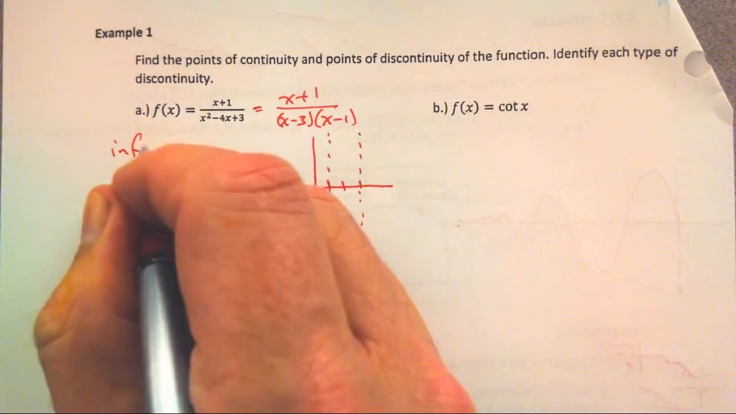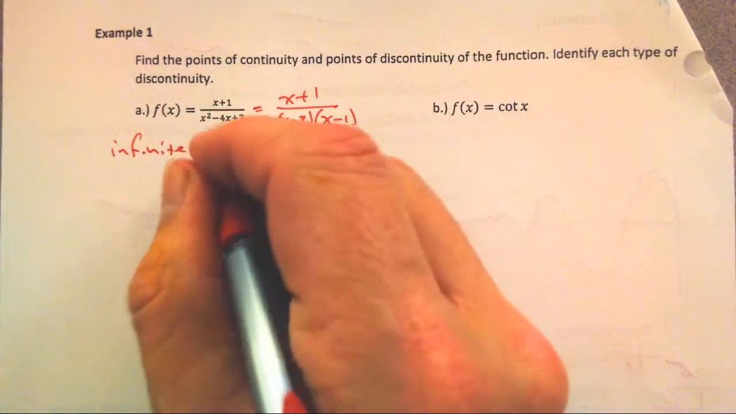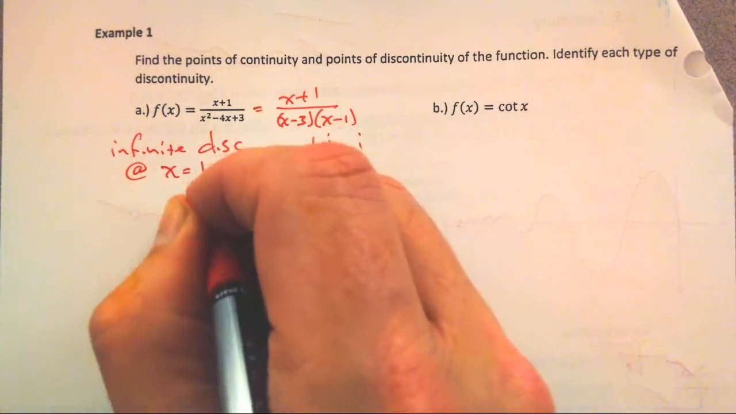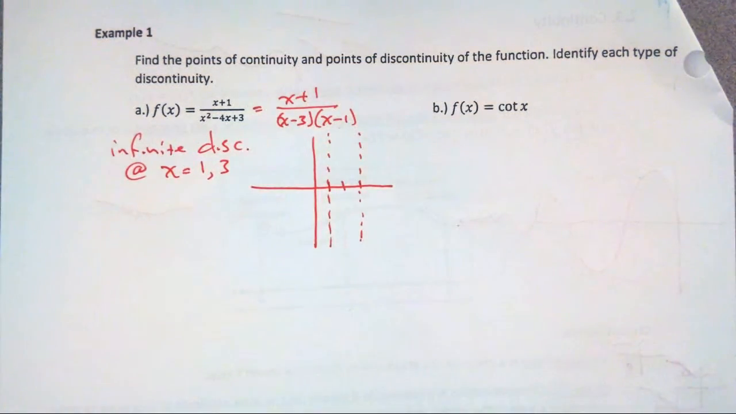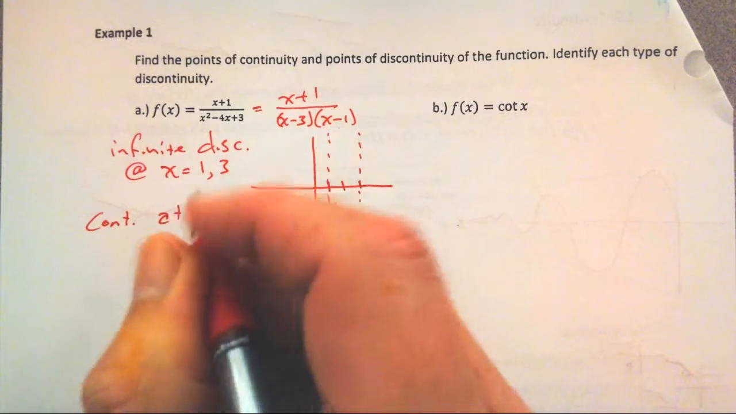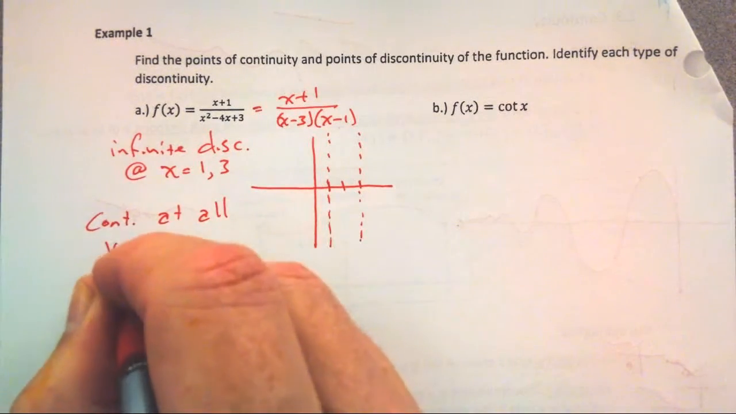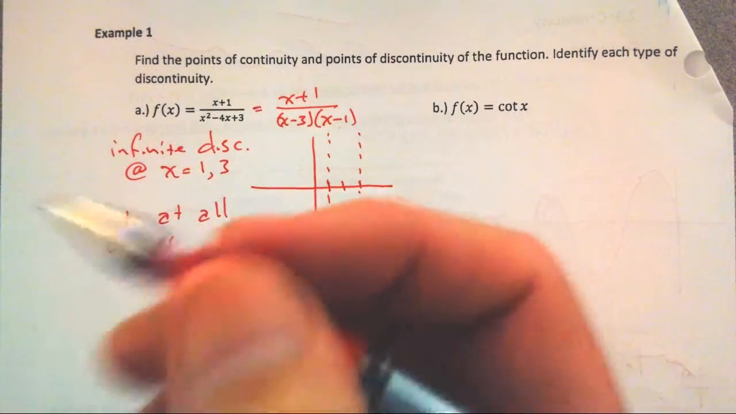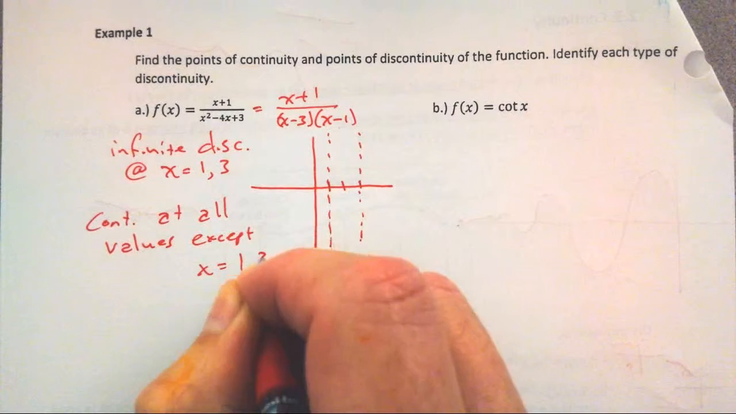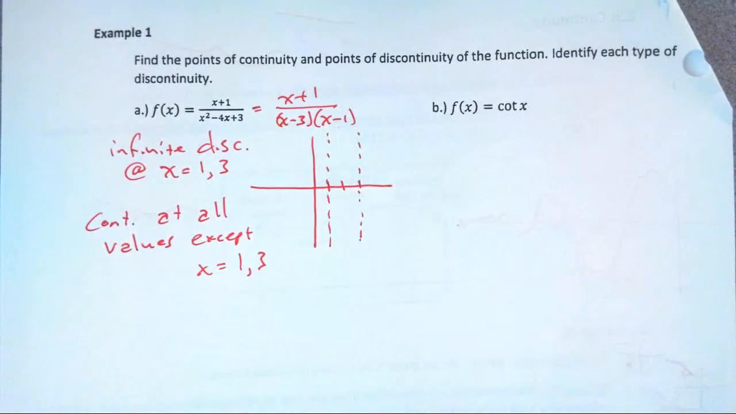We have infinite discontinuity at x equals 1 and 3. So where is our continuity? That's actually harder. Everywhere else. We have continuity at all values, or all real numbers, you could say, except x equals 1 and 3. It's almost kind of like, duh.